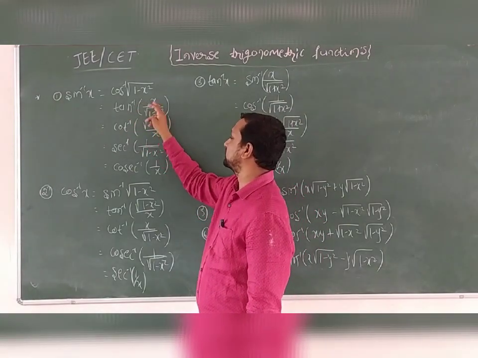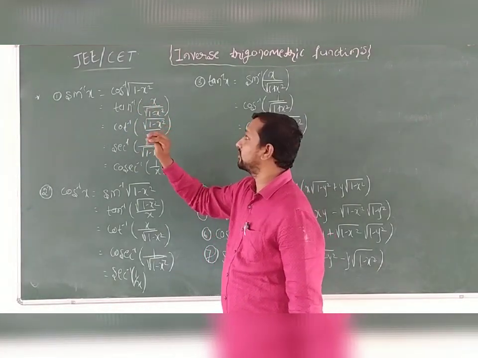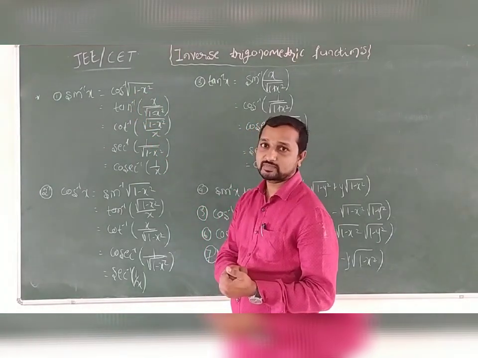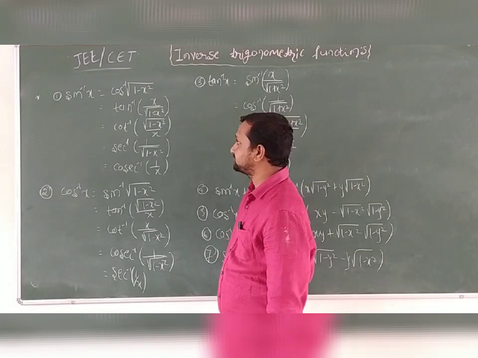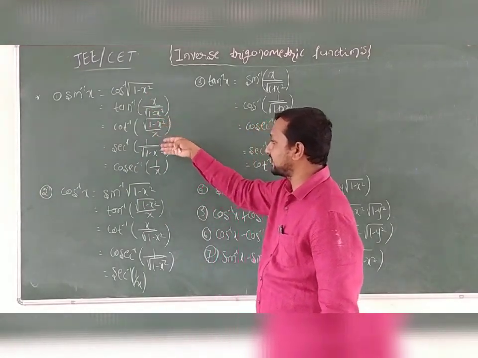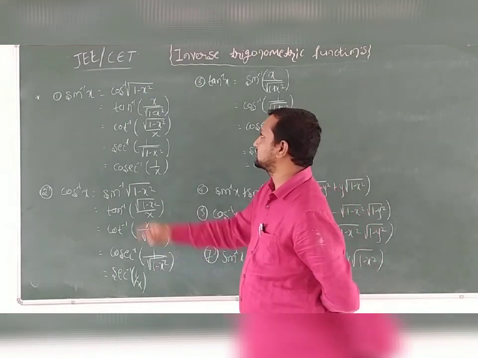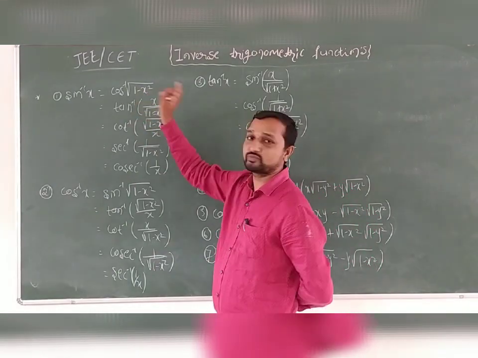This is tan of x divided by root of 1 minus x. Okay, and 1 minus root of 1 minus x square. Is that clear? So here, in all these examples, put x equal to sin theta, and it will give the answer. Okay, put x equal to sin theta, then this proof will be proved.